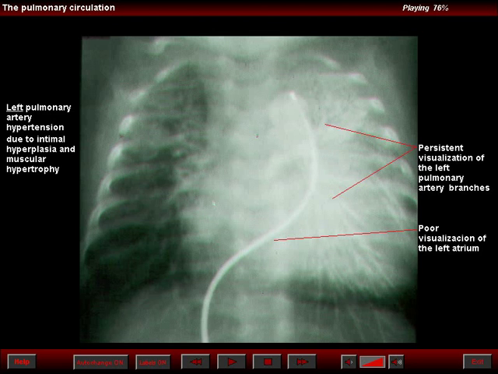So this is an unusual case of cyanosis of the lower extremities in a patient who had pulmonary hypertension of the left lung due to a congenital abnormality of the intrapulmonary arteries.